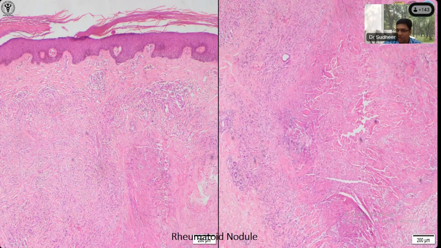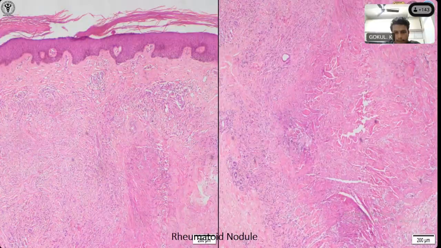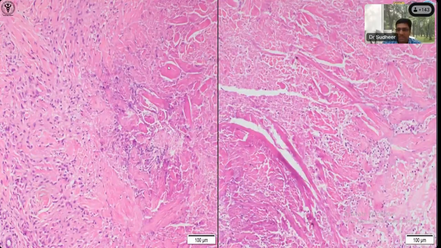Rheumatoid. This is how you should approach. See this, even in the center, this collagen degeneration, necrobiotic degeneration, and here you have palisaded epithelioid histiocytes, and you even see multinucleated giant cells. If the patient is having joint pain, no need to think of anything else.